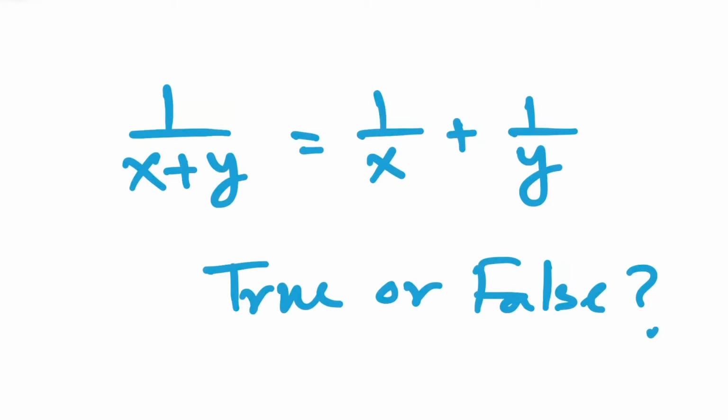1 over x plus y equal to 1 over x plus 1 over y. Is it true or false? I'll give you 10 seconds.